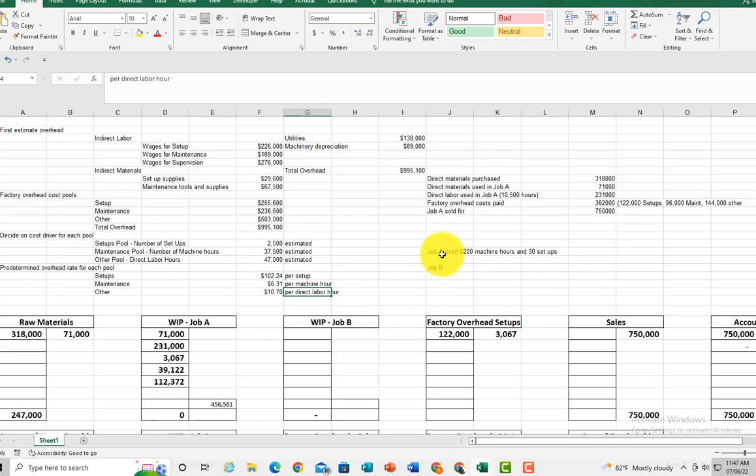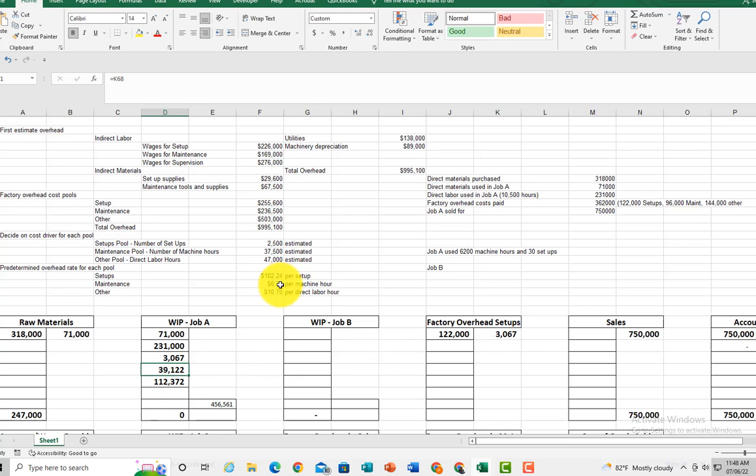So now we need to know a little more information about job A, which comes back to the idea that cost drivers have to be something that we can measure relatively easily. So we can count how many setups. We have 30 setups in job A, and so our overhead allocated to job A because of setups is 102.24 times 30, or 3,067 rounded.